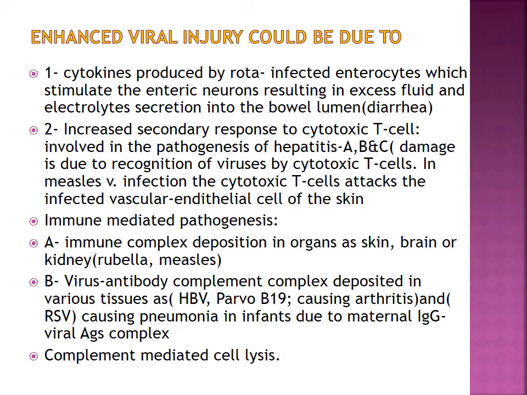Also, there is an increased secondary response of the cytotoxic T lymphocytes involved in the pathogenesis of hepatitis A, B, and C. The damage is due to the recognition of the virus by the cytotoxic T lymphocytes. In measles virus infection, the cytotoxic T lymphocytes will attack the infected vascular endothelial cells of the skin and will cause damage.